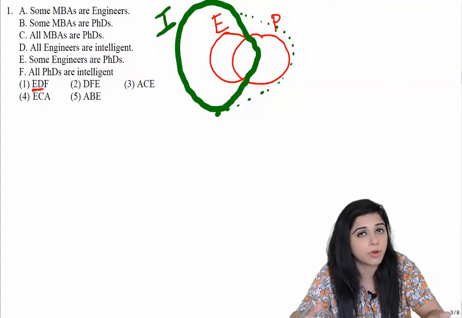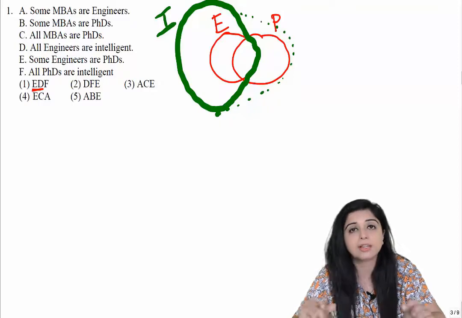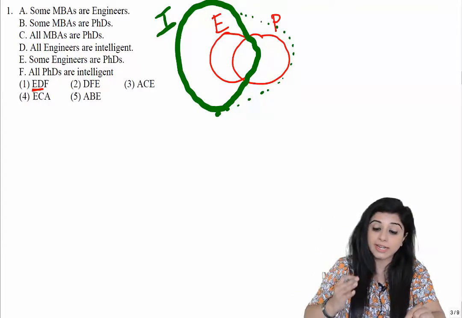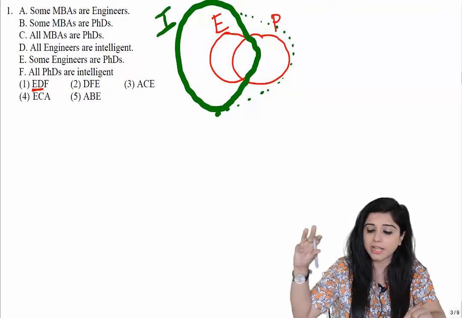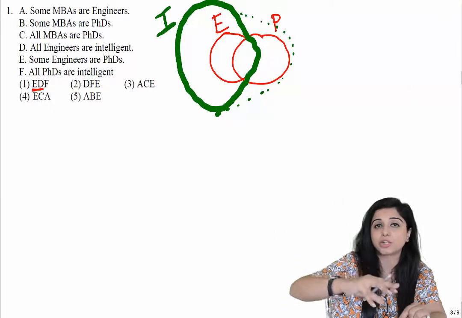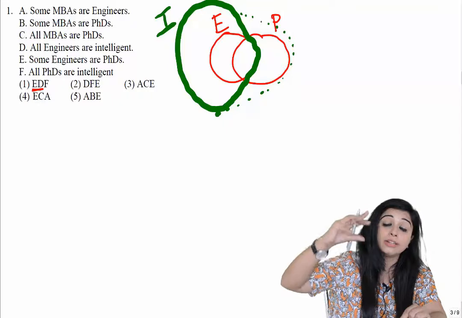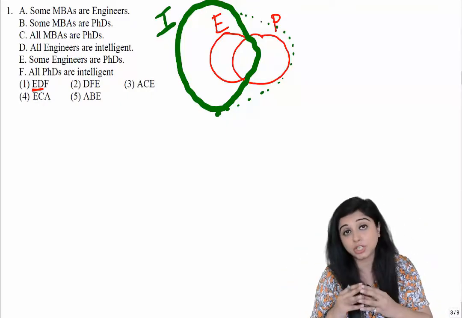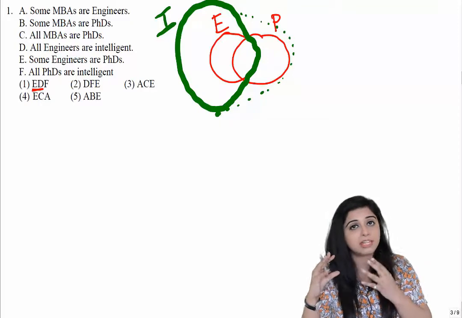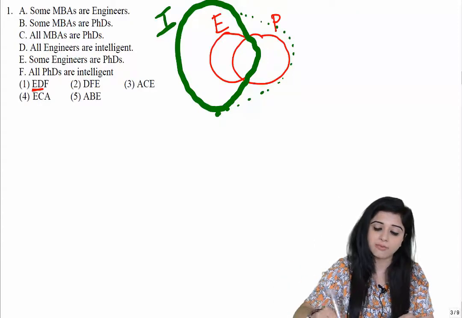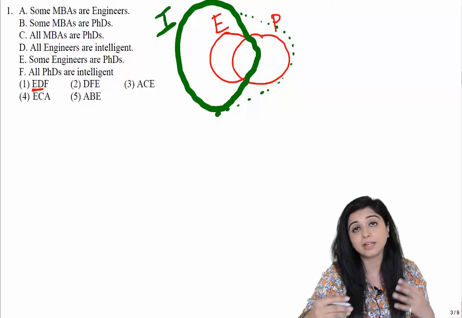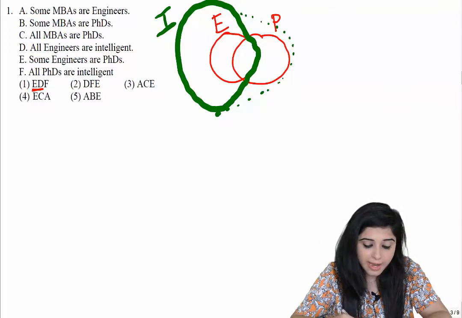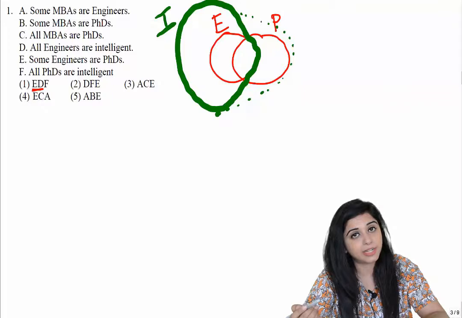That's exactly the point of the dotted line around P, that intelligent as a set. Right now, we have no clarity whether PhDs have anything to do with intelligent or not. We do have clarity though that intelligent as a set has a relationship with engineers as a set. But then can we deny the possibility? No, we cannot. Therefore, we've written it in a dotted format. Let's look at F now. F says all PhDs are intelligent.